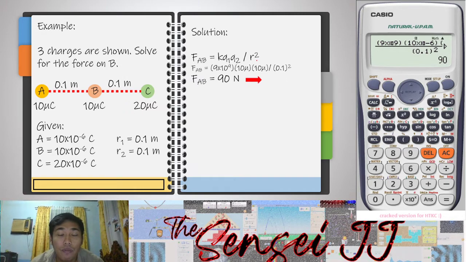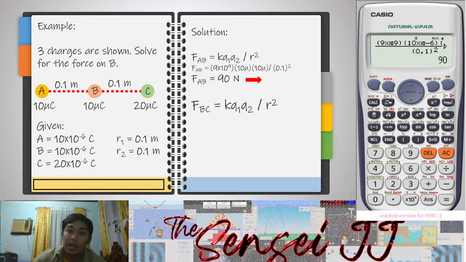And now we have the direction. Okay, since it is positive, we have the direction going to C. We have only three charges, so we are going to the direction of C. Okay. So next we have our FBC.